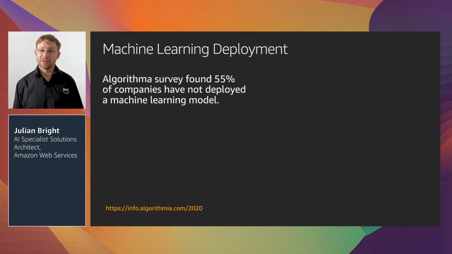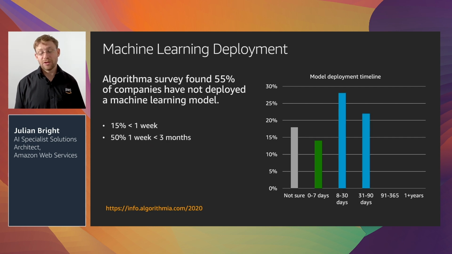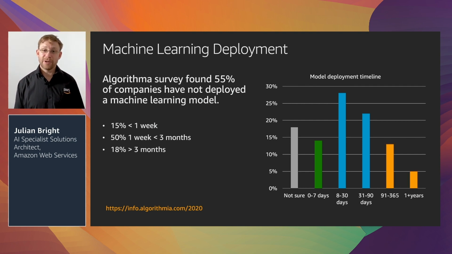Now, machine learning deployments are quite different in nature. In a recent survey, Algorithma found that 55% of companies have not developed a machine learning model at all to production. And so the ones that have completed that production deployment, few have done so in less than a week, in fact, less than 15%. If we look at the 1 week to 3 months time period, 50% of companies are able to deploy a model in this time frame. And the remainder are over 3 months and in some cases over a year.